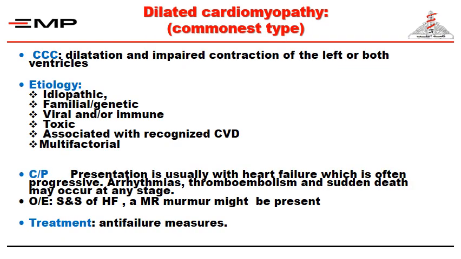Dilated cardiomyopathy. Dilated cardiomyopathy is the most common type of cardiomyopathy present, and there is dilatation and impaired contraction of the left or both ventricles. It might be idiopathic, that is, we don't know the reason, familial or genetic, viral, as with viruses like Coxsackie AB or adenoviruses, or an autoimmune reaction affecting the myocardium, toxins affecting the myocardium, associated with a recognized cardiovascular disease, or multifactorial, because sometimes a patient gets a viral infection and he has got a genetic predisposition.